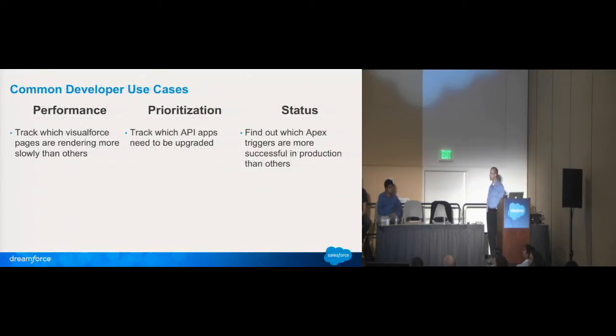All right, some typical use cases. Performance: we want to know what's happening with our Visualforce page views. We want an APT, an average page time. We want to be able to prioritize, especially if we're in enterprise IT.